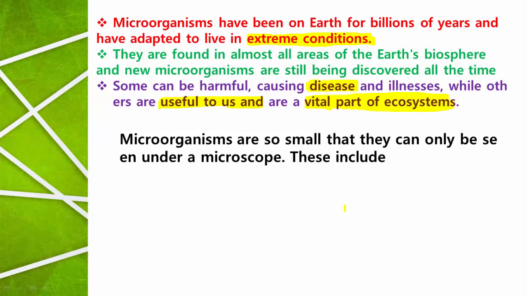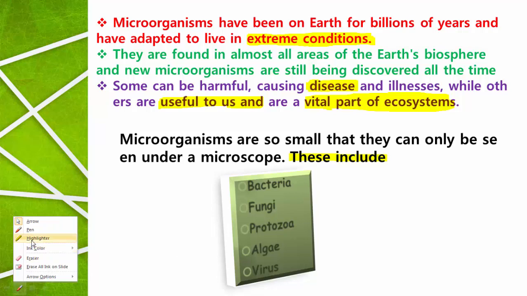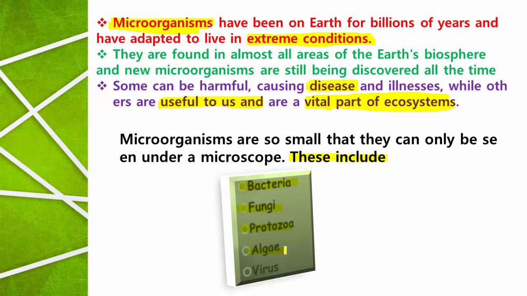What are the different groups included in the category of microorganisms? Very well known are the bacteria. They belong to the group of microorganisms. Fungi are a group of microorganisms. Protozoans are a group of microorganisms. Algae are also microorganisms, and viruses are also microorganisms.